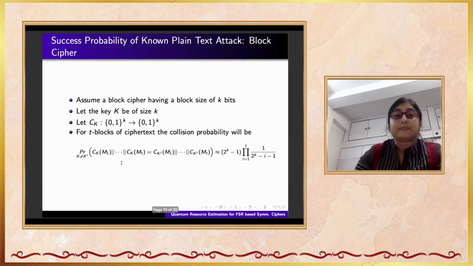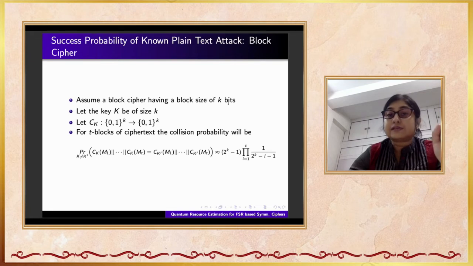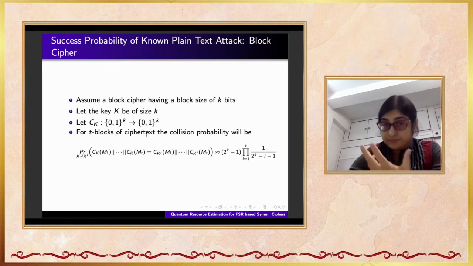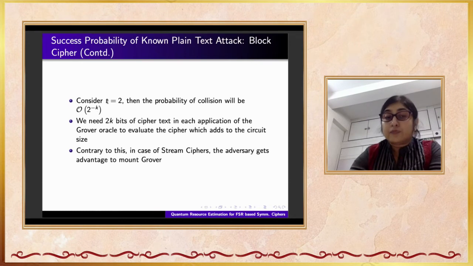We will see that. For block cipher, assume a block cipher having a block size of k bits. Let the key k be of size k. C_k, the encryption function, maps {0,1}^k to {0,1}^k. For t blocks of this cipher text, the collision probability will be like this: the product for i from 1 to t of (2^k minus 1) by (2^k minus i minus 1). Now, put t equal to 2. That means we are now considering only two blocks for that cipher.